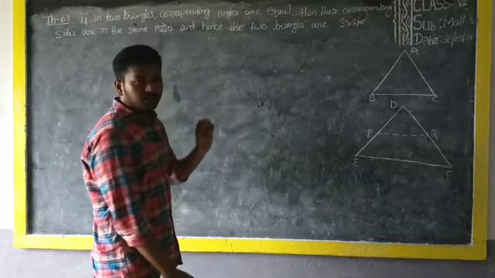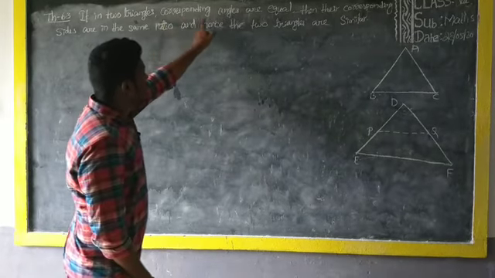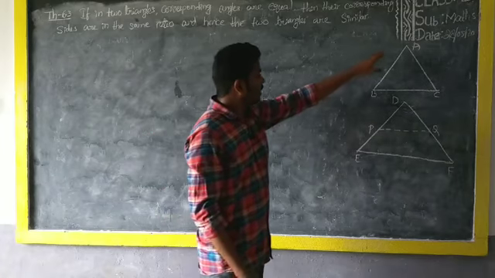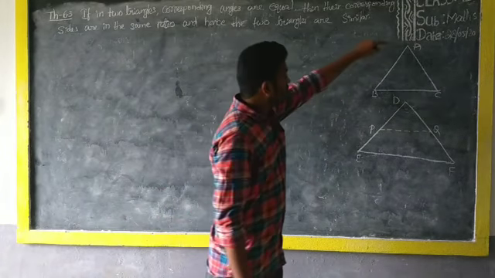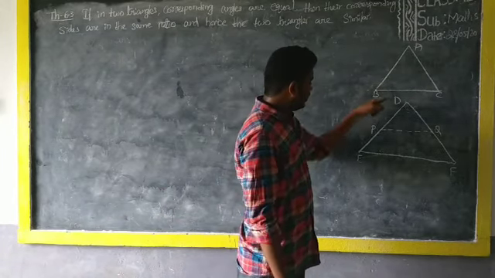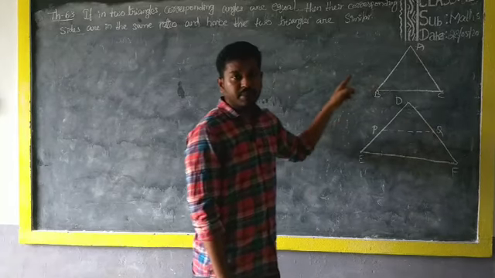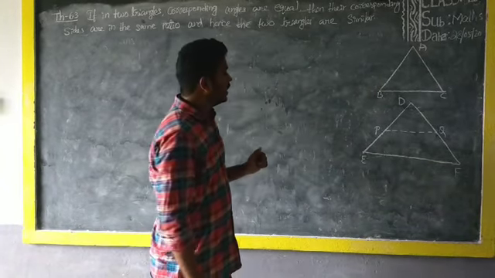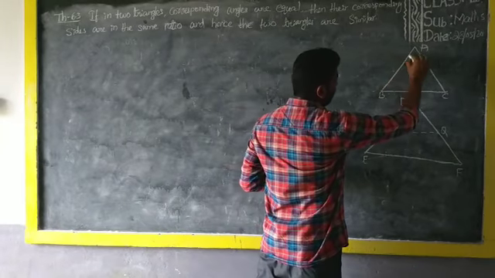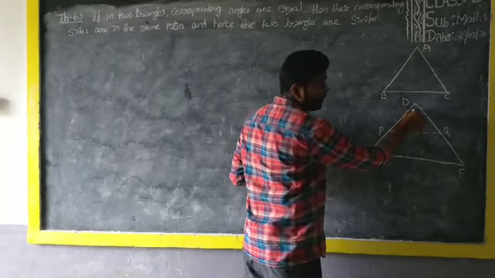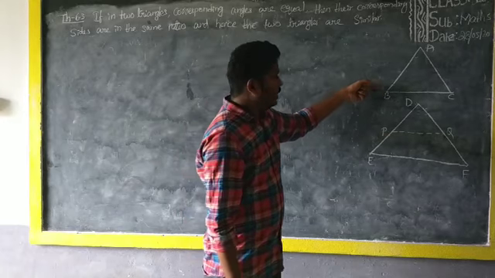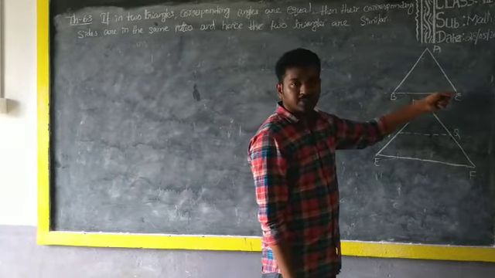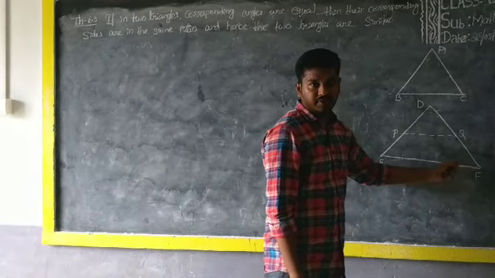Okay, if in any two triangles corresponding angles are equal. Here I have taken two triangles named ABC and DEF. Here the corresponding angles are: angle A, the corresponding angle is angle D. Angle B, the corresponding angle is angle E. Angle C, the corresponding angle is angle F.